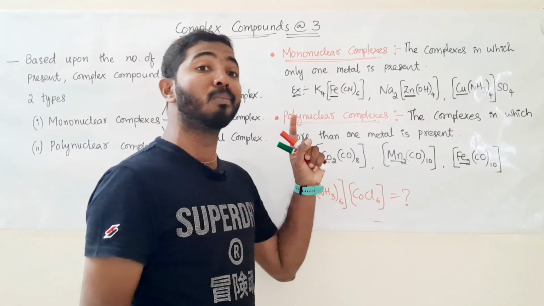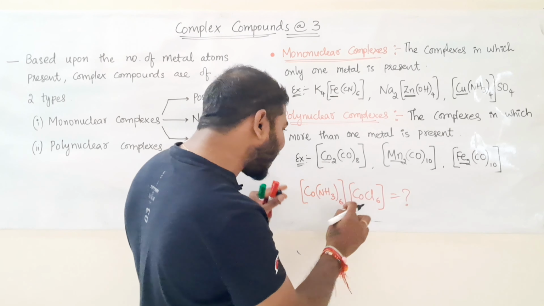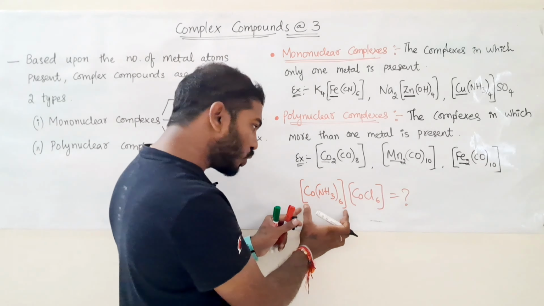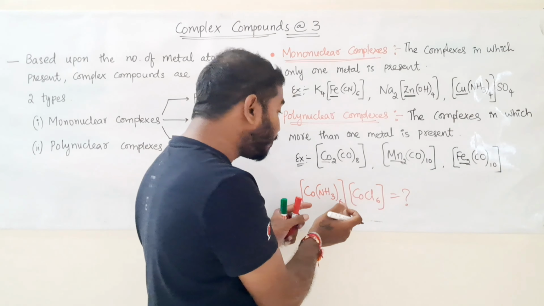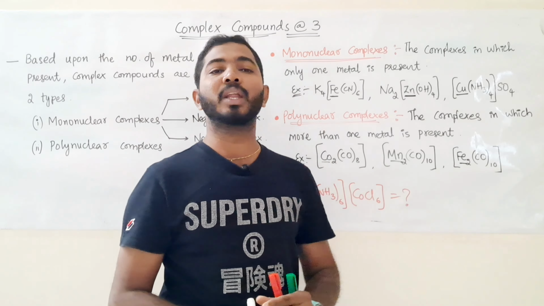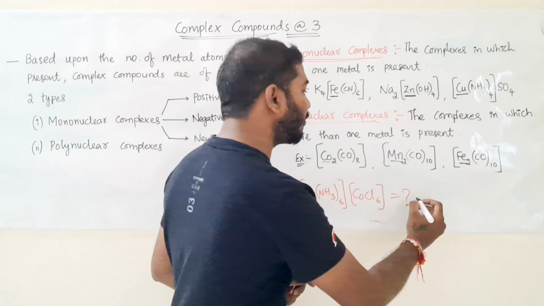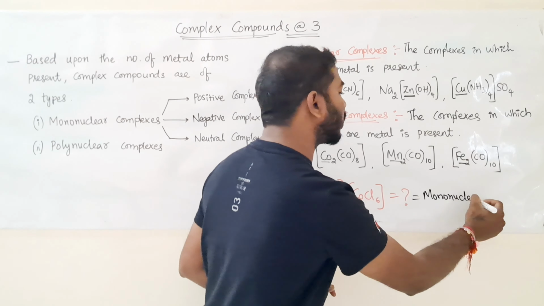This is going to be a mononuclear complex. Why, sir? Because if you see inside the coordination sphere, whether you take this particular coordination sphere or this particular coordination sphere, inside the coordination sphere you can see only one particular cobalt atom. So obviously this is going to be the mononuclear complex.